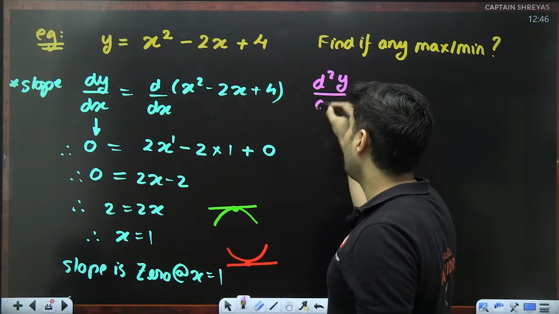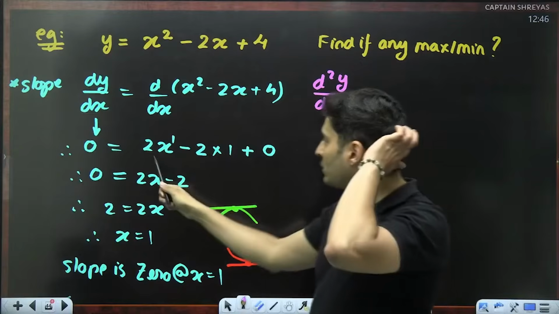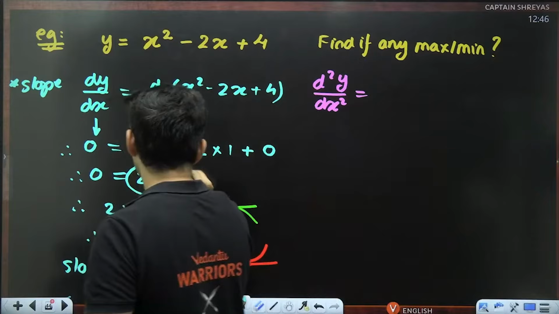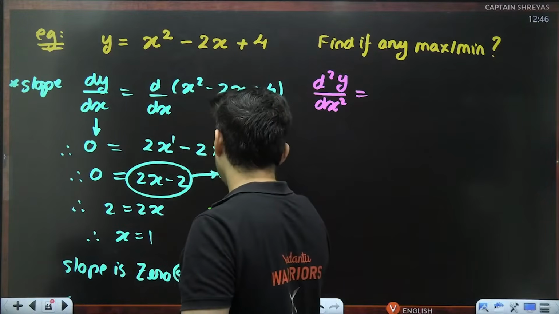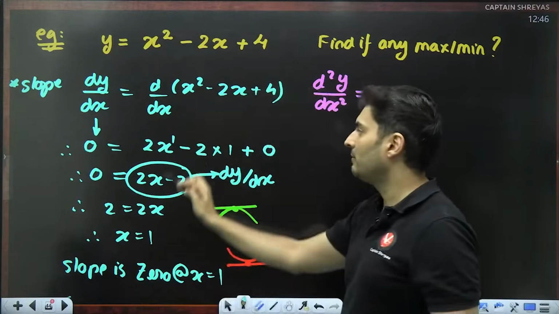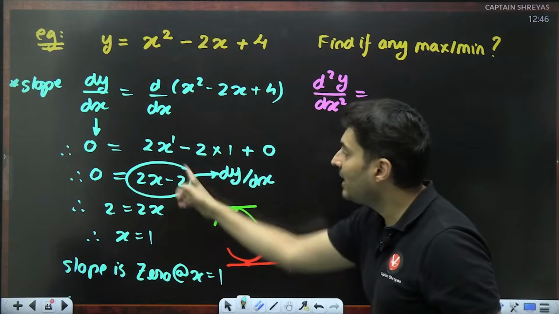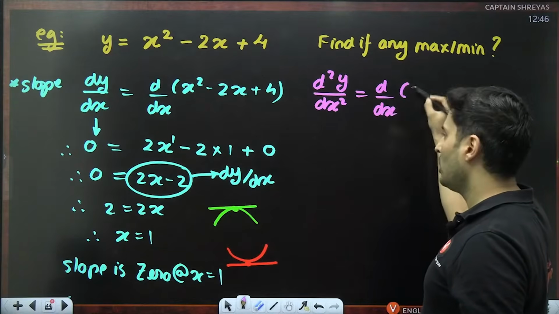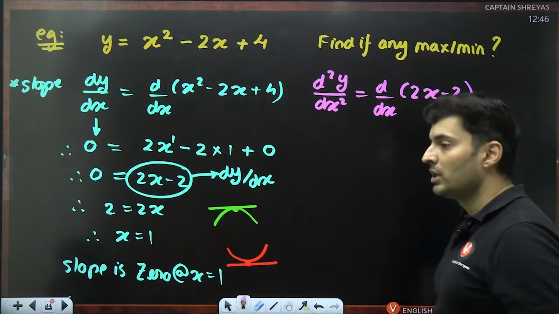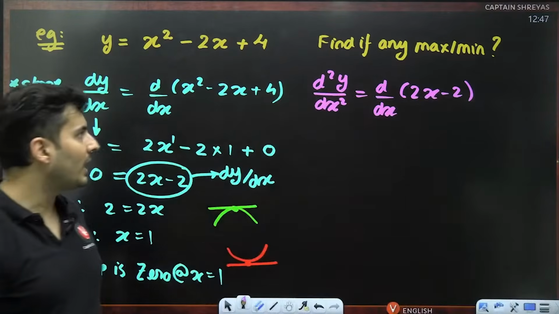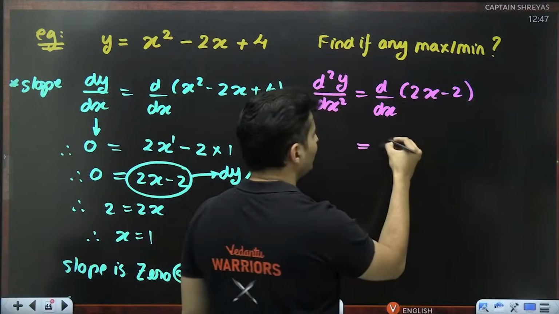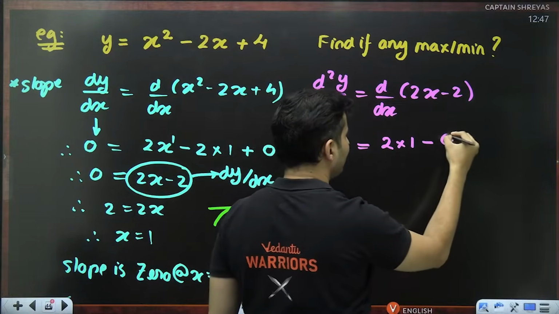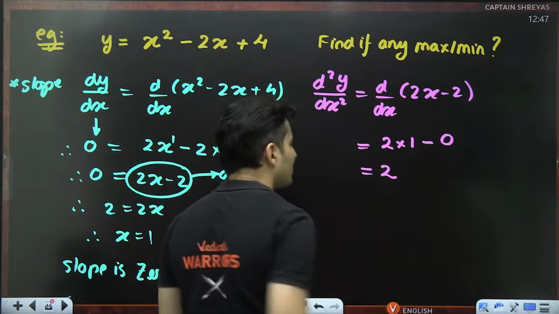So d square y by dx square. Do you see this was the first derivative? If you notice this particular thing, this itself was your dy by dx. This was your first derivative when I found it out. So you have to take the derivative of 2x minus 2. What is the derivative of 2x minus 2? It will be 2. X's derivative is 1, so 2 into 1. Constant's derivative is 0. The answer that I get is 2.